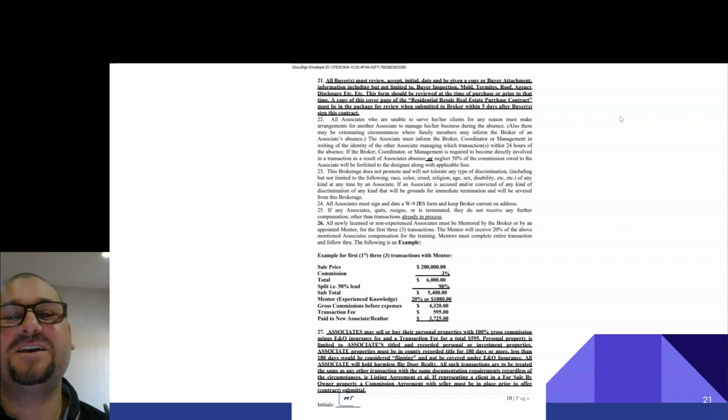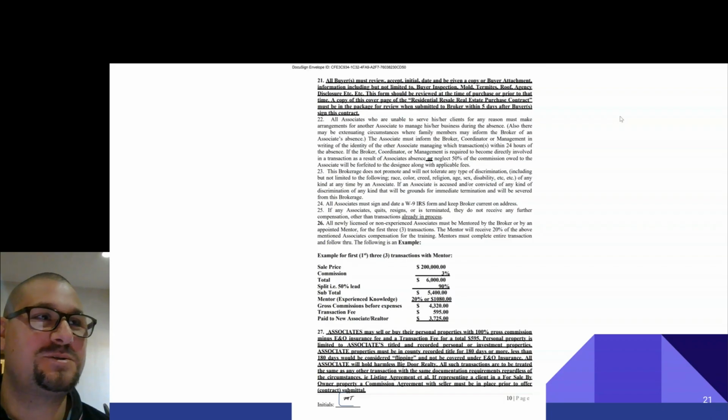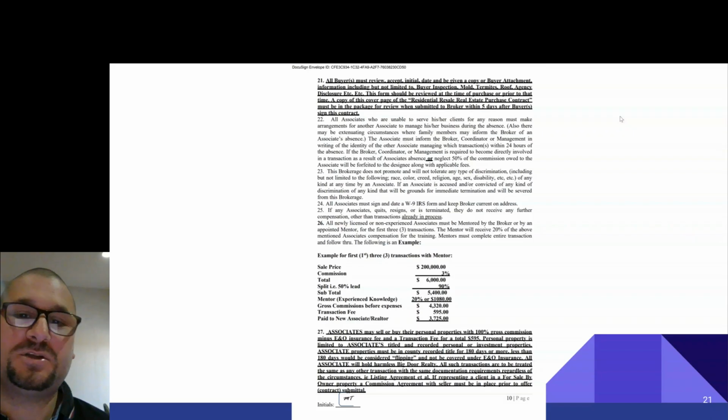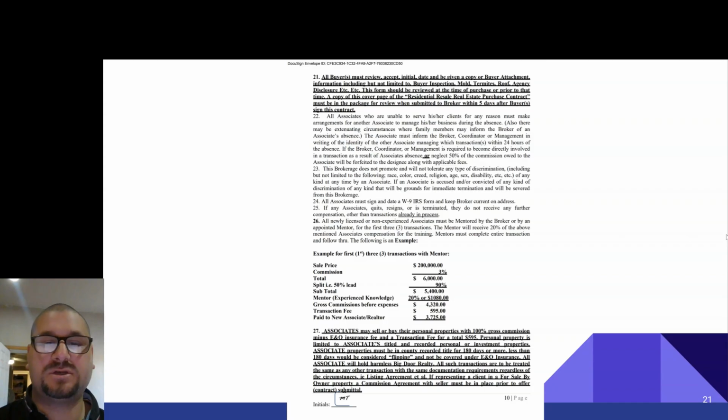So if your mom has a personal property and you don't want to charge her commission, well, you're still going to have to pay your percentage to the brokerage, your split. Associates may sell or buy their personal properties with 100% gross commission minus E&O insurance fee and transaction fee for a total of $595. So what does this mean? You can sell your personal property and you will still get 100% commission, and you won't have to split it with your mentor.